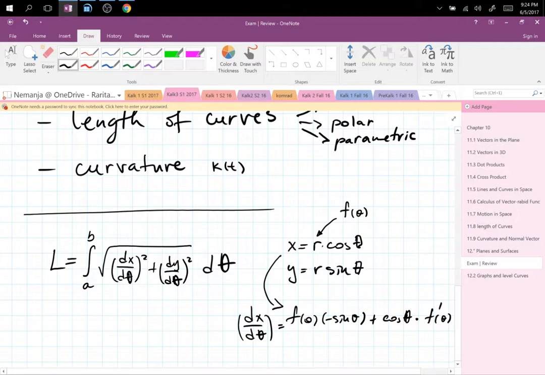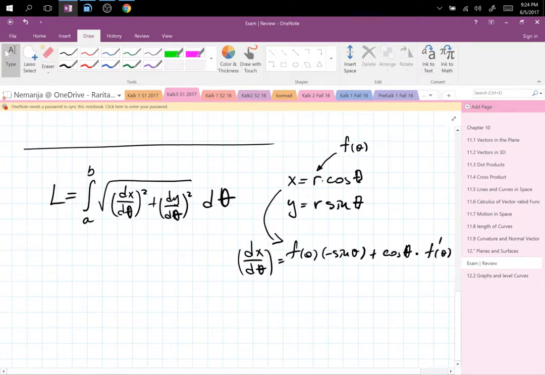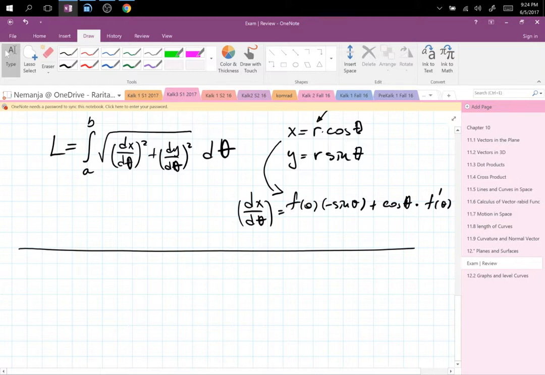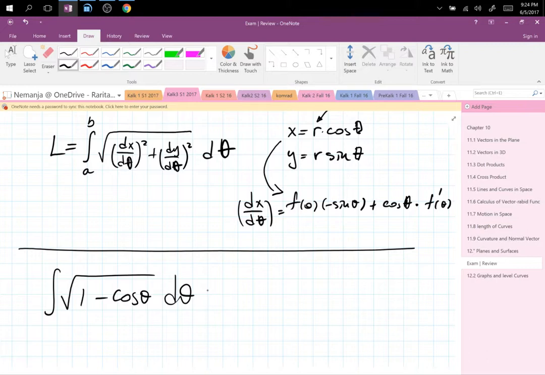Could you do an integration? Maybe. It's the integral of the square root of 1 minus cosine theta. Okay. Like this? Yeah. Sure, you're gonna solve it in like one step.